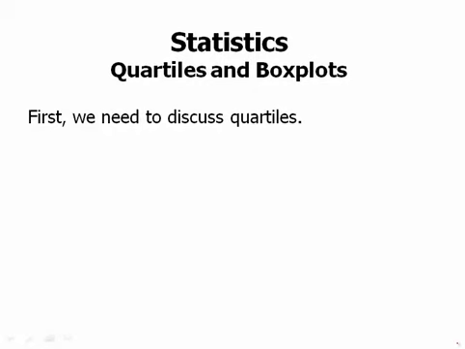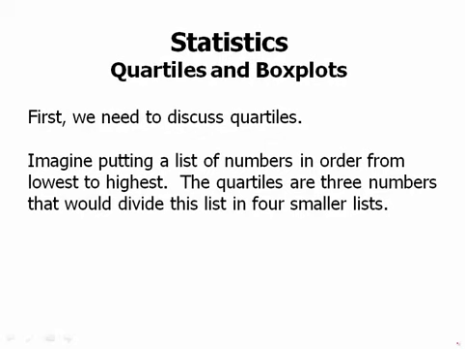Quartiles and box plots. First, we need to discuss the issue of quartiles. What exactly are quartiles of a distribution? Imagine putting a list of numbers in order from lowest to highest. Of course, the middle number on that list would be the median. We've already talked about that. The quartiles are three numbers that would divide this list into four smaller lists, four equally sized lists.